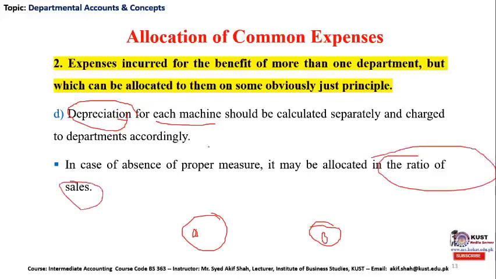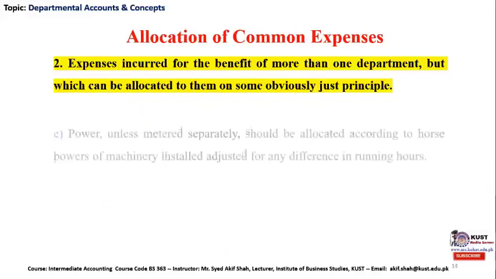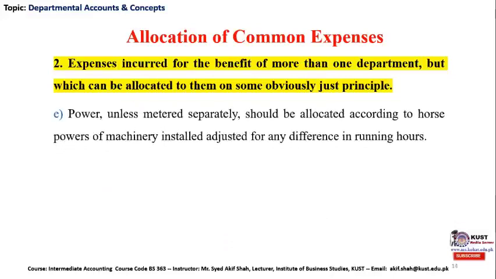If each machine cannot be depreciated separately, and the company depreciates all the machines together and then has to charge the depreciation expense pertaining to Department A and Department B, then we can also use the ratio of sales that we discussed in condition A. Condition E states what to do for power charges. Once again, the power or electricity expense may be charged on the basis of separate meters. We have to install different meters for Department A, Department B and Department C.